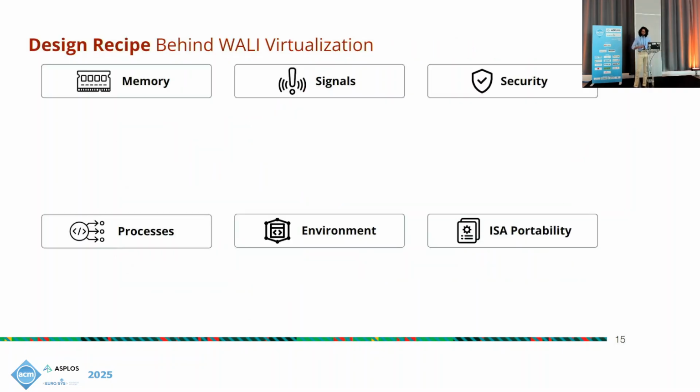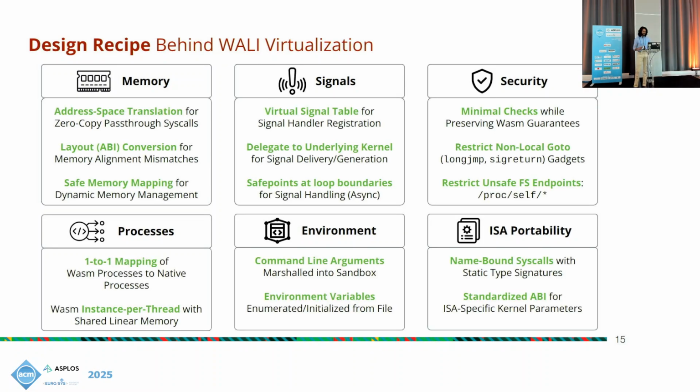And so there were a number of subtle design decisions that went behind virtualization for Wali. These 6 elements in particular listed on the slide. I will defer the specific details of each of these components to the paper, which I encourage everyone to read. But at a high level, the main goal of Wali was to enable zero-copy pass-through syscalls, to support asynchronous signals with safe points, to support processes much like you would in Linux with the one-to-one process mapping, and command line arguments and environment variables like one would expect in a typical deployment.